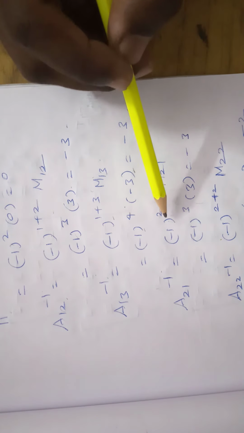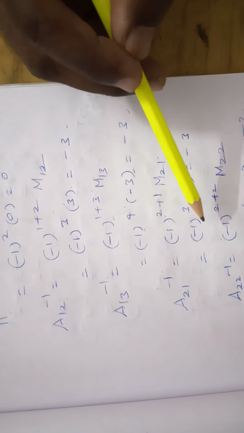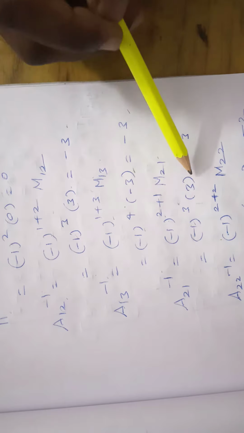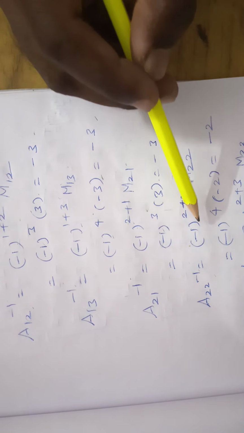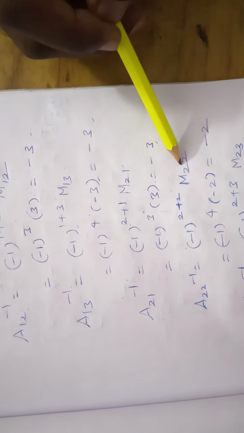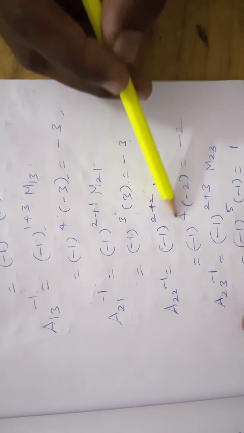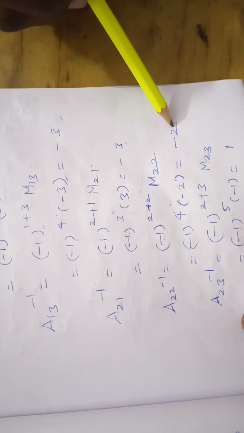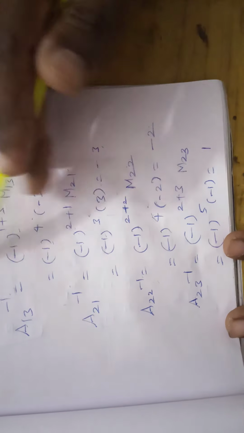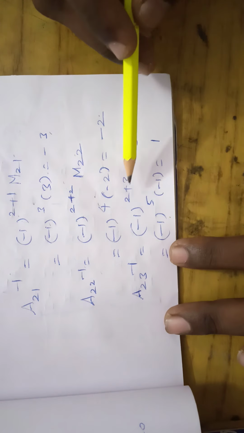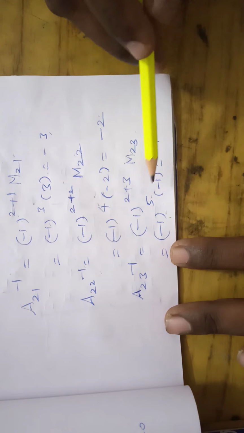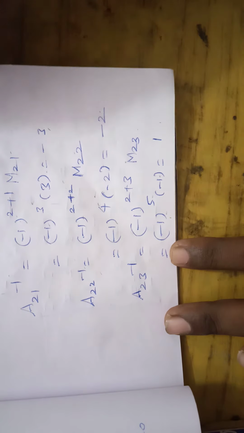A21 inverse equals minus 1 power 2 plus 1 into M21, so minus 1 whole cube into 3 equals minus 3. A22 inverse equals minus 1 power 2 plus 2 into M22, minus 1 power 4 into minus 2 is minus 2. And A23 inverse is minus 1 power 2 plus 3 into M23, minus 1 power 5 into minus 1 is plus 1.